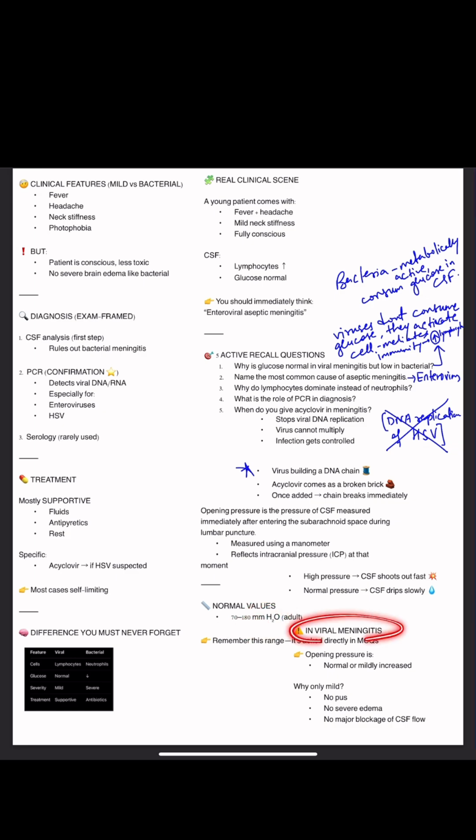In viral meningitis, we have to understand that opening pressure is normal or mildly increased. Why only a mild increase? Because there is no pus, no severe edema, and no major blockage of CSF flow. If pus, severe edema, or major blockage had been there, then the opening pressure would have been more, and the CSF would have shot out fast.